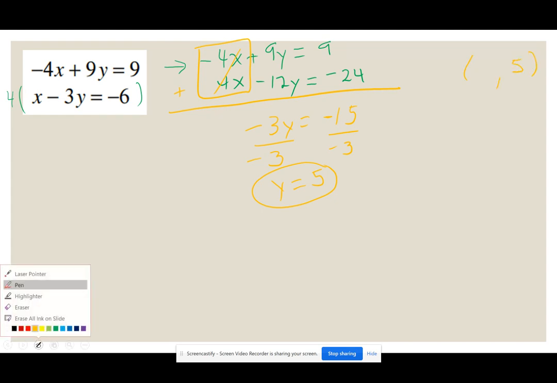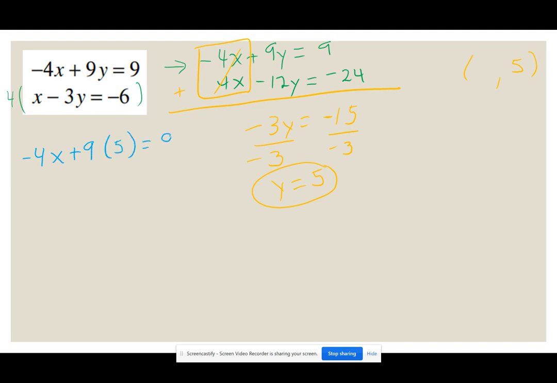Let me go ahead and change colors here. I know that one's a little hard to see. To find my x, I choose whichever equation I like. Okay, I'm just going to go with the first one. So I have negative 4x plus 9. Now I know y is 5, so I'll plug that in. 9 times 5 is 45.